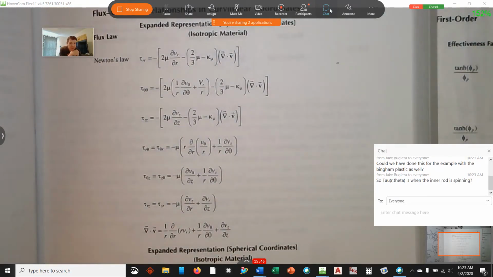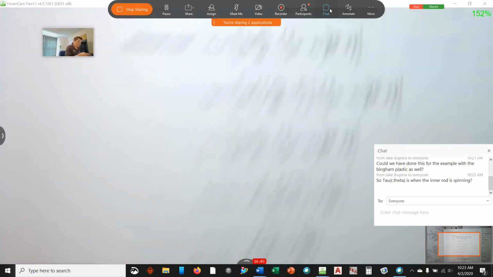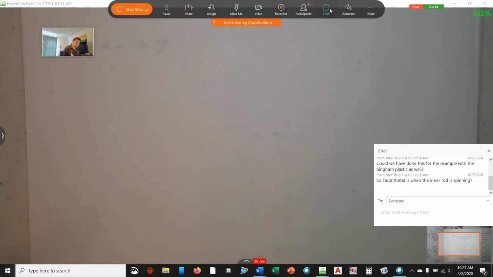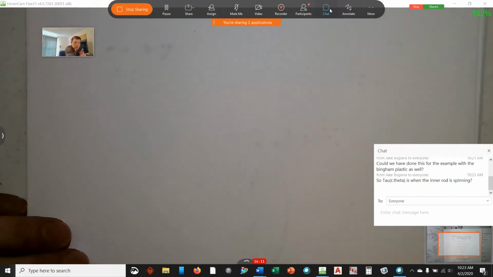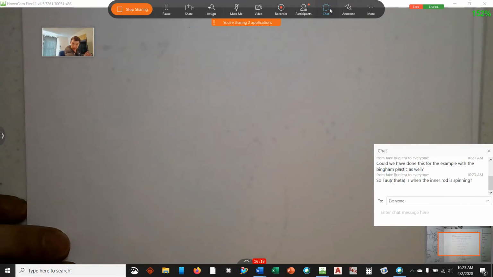So tau r theta is when the inner rod is spinning. Could be either. So that's a really good question. I'm glad you're asking, because we're getting into radial systems for sure. Next example we're going to do is also a pipe. We're going to be working with pipes a lot. So anytime that we expect to shear r theta, yes, is when the inner rod, but I guess, yes, correct. So the question is, is tau r theta when the inner rod is spinning or the outer rod? The inner rod can be stationary and the outer rod can spin.